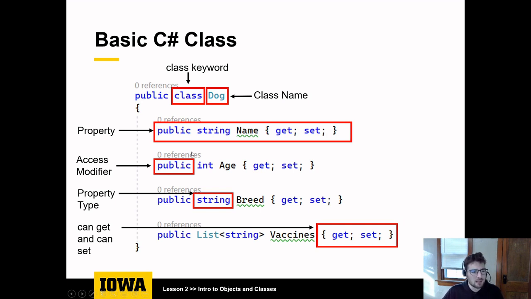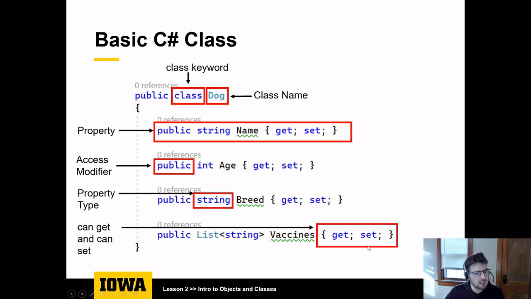And there's an access modifier. We'll talk more about that in the future. Generally, for properties, it's always going to be public. Your properties are always going to be public. We'll have a different term for things that are private, and we'll talk about the difference between public and private in the future.